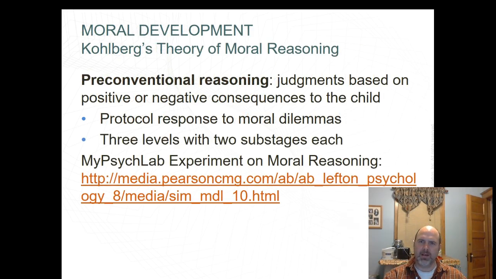Lawrence Kohlberg's theory of moral reasoning. There's 3 levels with 2 substages at each level. There's what's called pre-conventional, conventional, and post-conventional. In pre-conventional reasoning, judgments are based on positive or negative consequences to the child. The response to moral dilemmas has 3 stages. There's a nice little psych lab experiment on moral reasoning, which will help you understand these stages better.